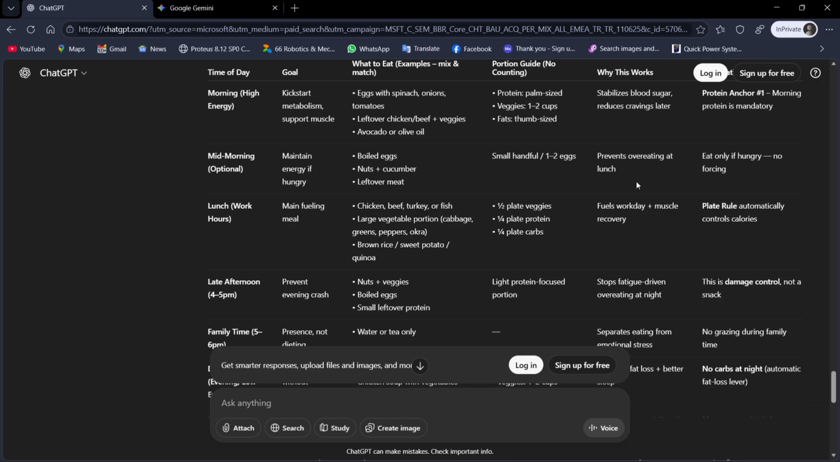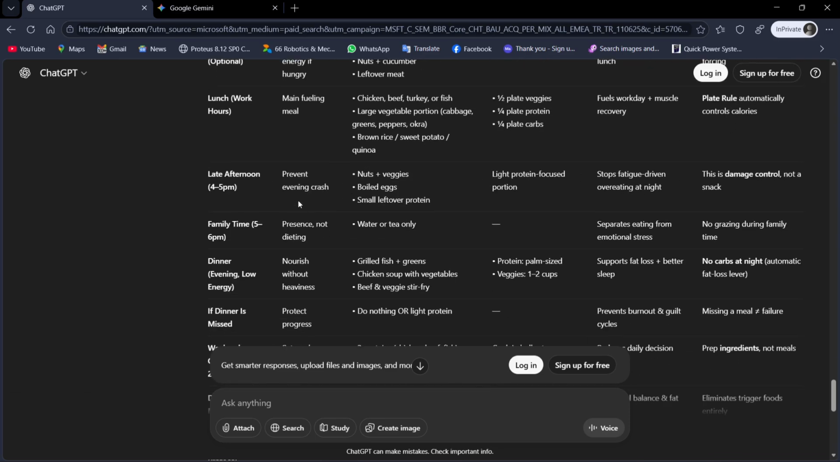Eat only if hungry, no forcing. Then we have lunch, the work hours main fueling meal: chicken, beef, turkey, a large vegetable portion, cabbage, greens, pepper, okra, brown rice, sweet potatoes. Half a plate of veggies, a quarter plate of protein, a quarter plate of carbs. It fuels the work day plus muscle recovery. The plate rule automatically controls calories.